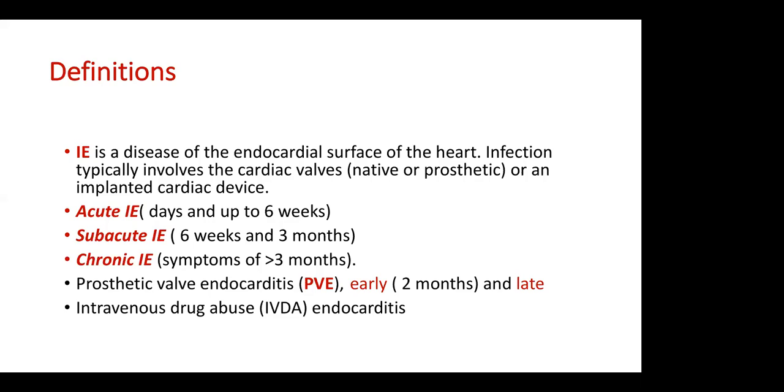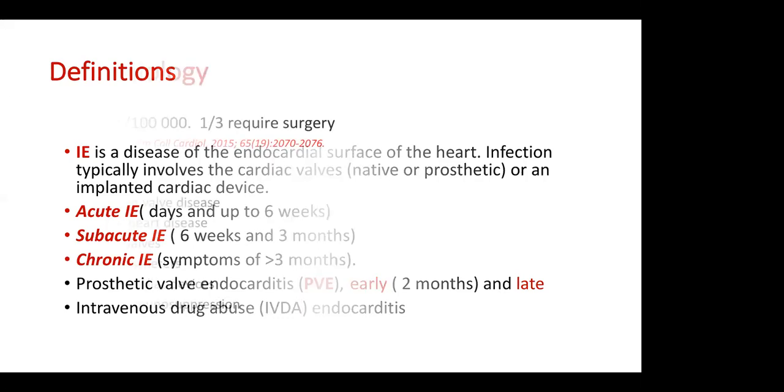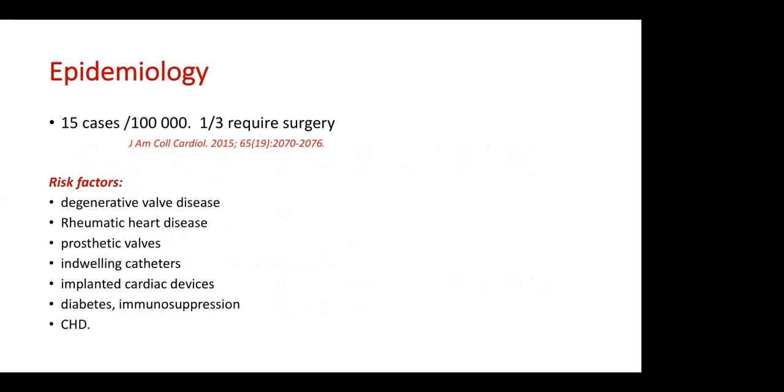Prosthetic valve endocarditis is categorized as early when it is within 2 months and late when it is beyond 2 months. And intravenous drug abuse endocarditis is discussed separately by some. It is not uncommon. 15 cases per 100,000 are affected by infective endocarditis. It's important for surgeons because even with very good antibiotic therapy, one third of patients with infective endocarditis in the contemporary era still require surgery.